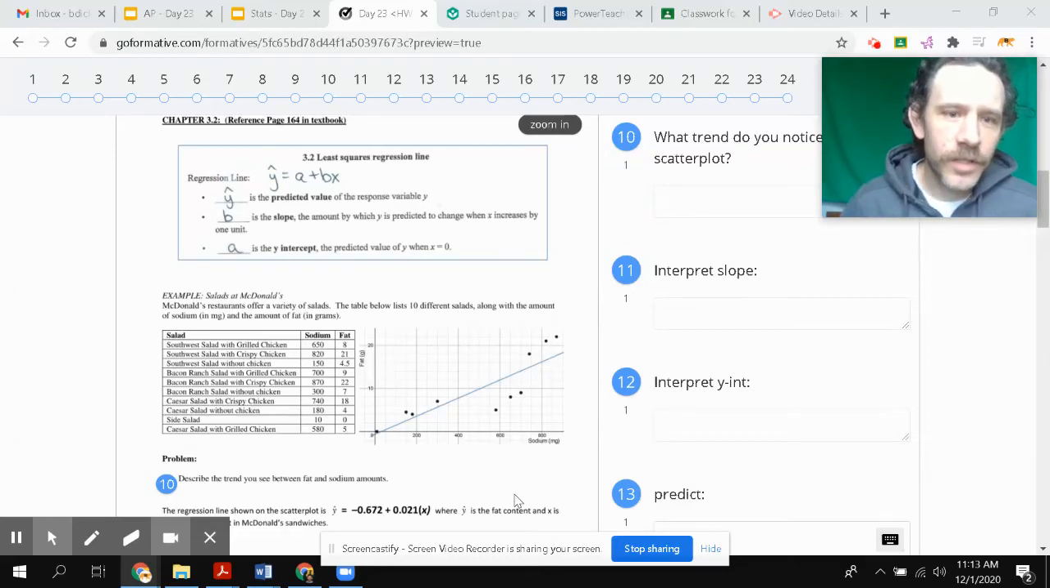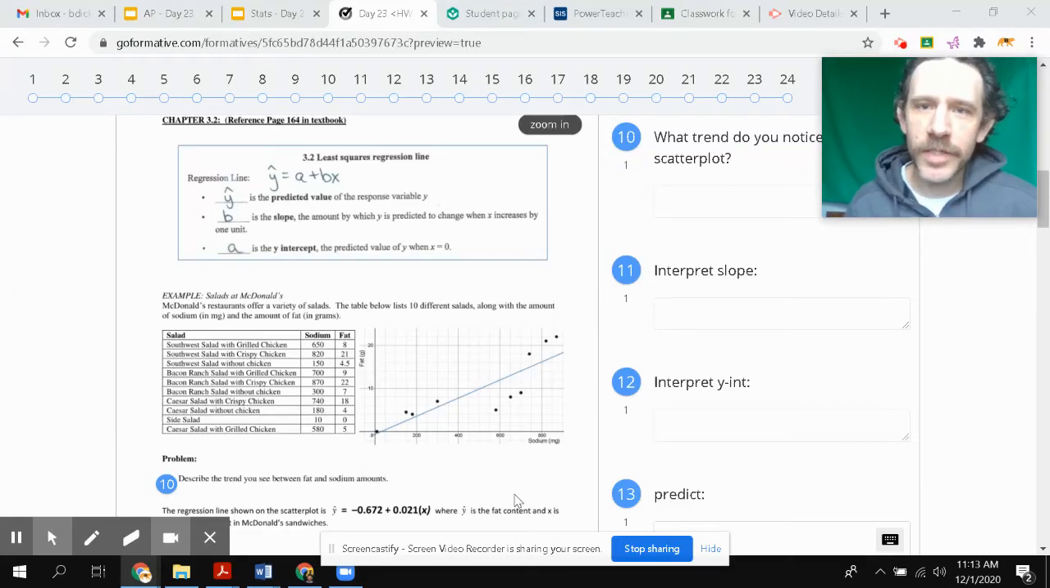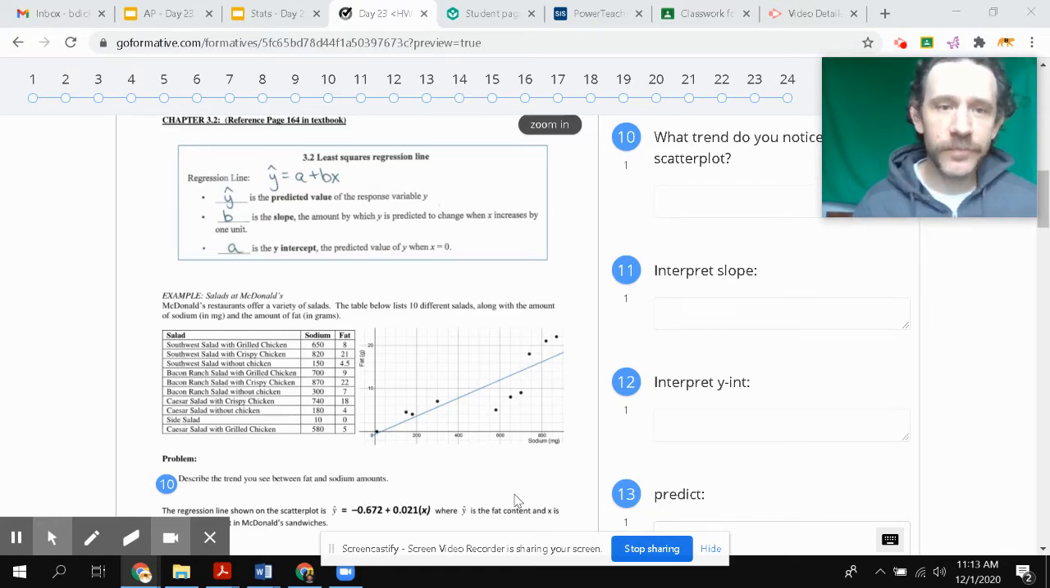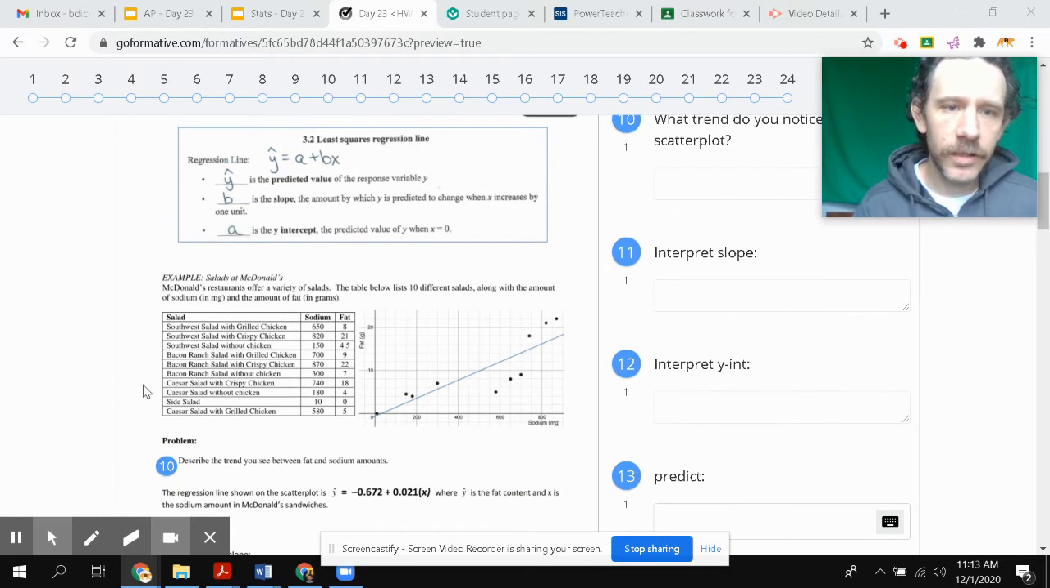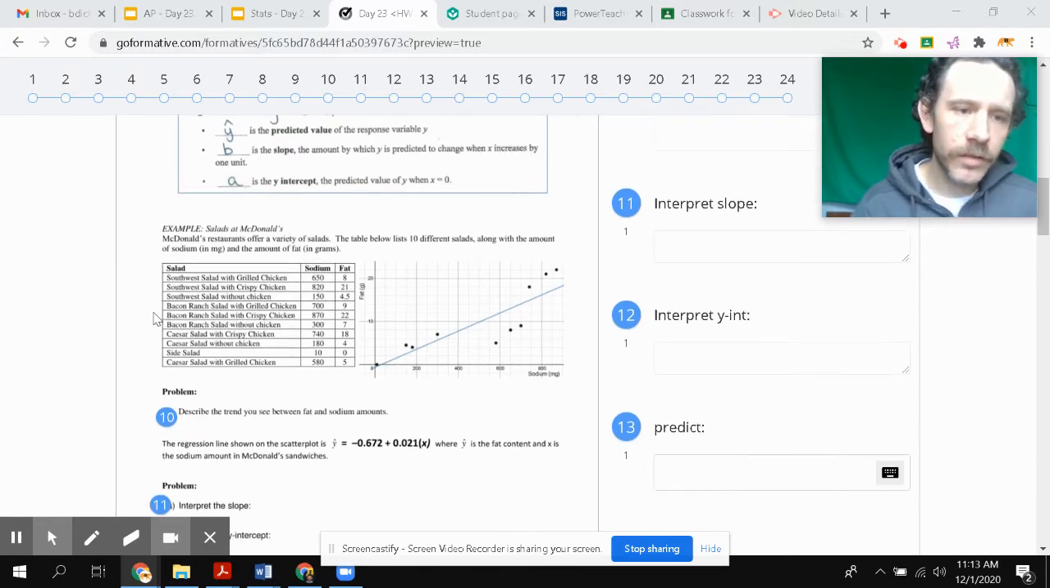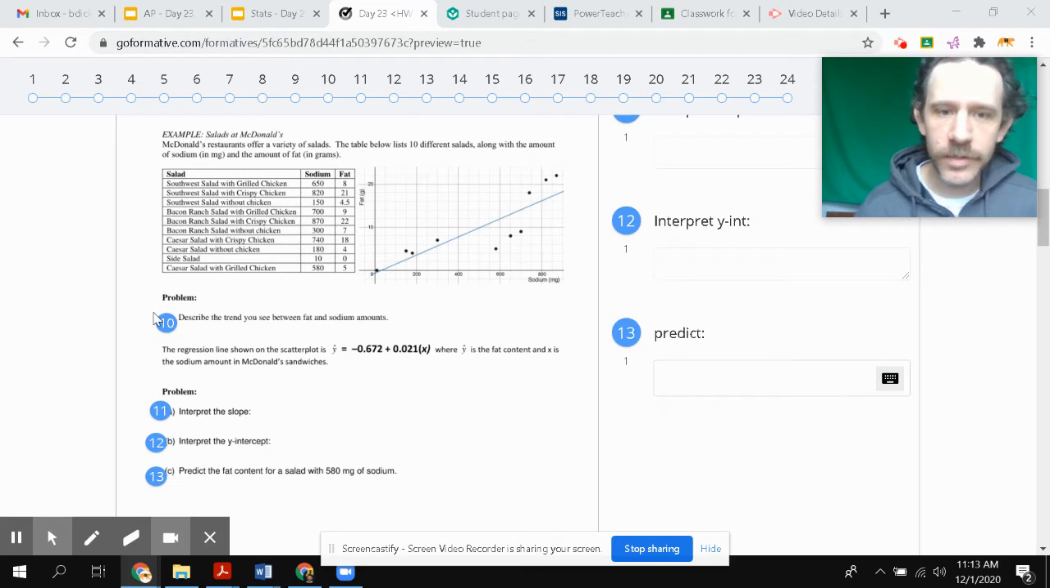Okay, stats students, we're going to talk about slope and y-intercept in terms of the predicted line, or line of best fit. We call that the least squares regression line in the stats world. If we look at this example, where we're talking about McDonald's salads, we've got the sodium and fat content in these salads. And I'm going to jump down to number 11 when we think about slope and y-intercept.